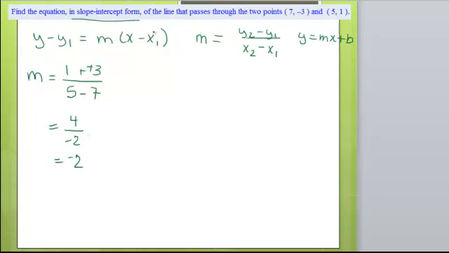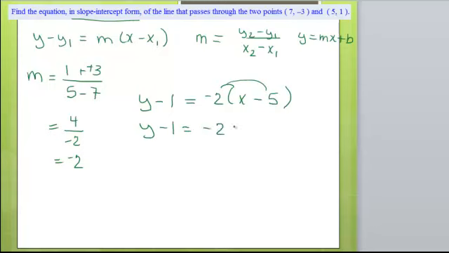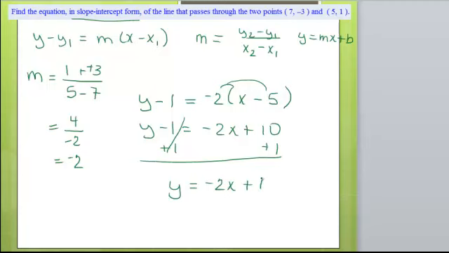So now we use this formula, this slope, and either point. I think I'll use the (5, 1) because it doesn't have any negatives. So y minus y1 equals m times x minus x1. Y minus 1 equals, distribute the negative 2, negative 2x plus 10, add 1 to both sides. So y is equal to negative 2x plus 11. This is in slope-intercept form, so you are done.